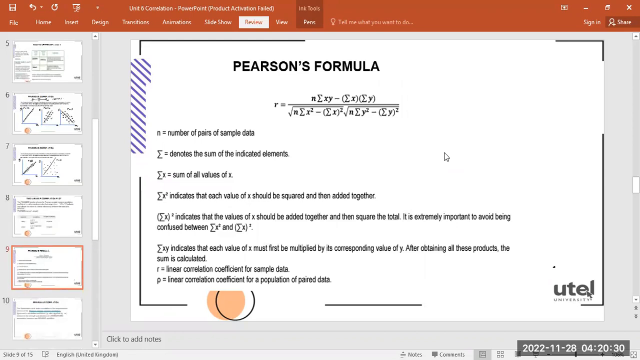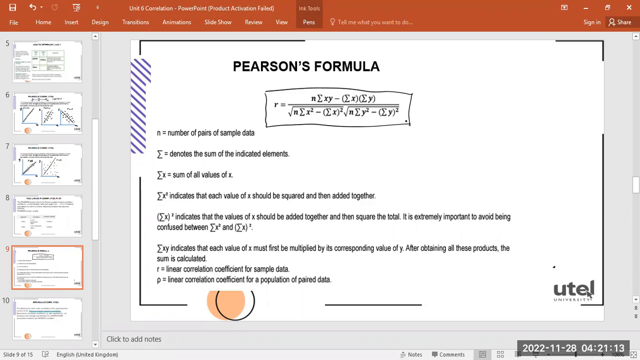Now, as can be seen from this slide, the Pearson formula is given as shown here. It is important for us to take note of the definition of all the terms in this formula. It is denoted by R, which equals N multiplied by the summation of xy, minus the summation of x multiplied by the summation of y, divided by the square root of N multiplied by the summation of x squared minus the summation of x all squared, multiplied by N times the summation of y squared minus the summation of y all squared.